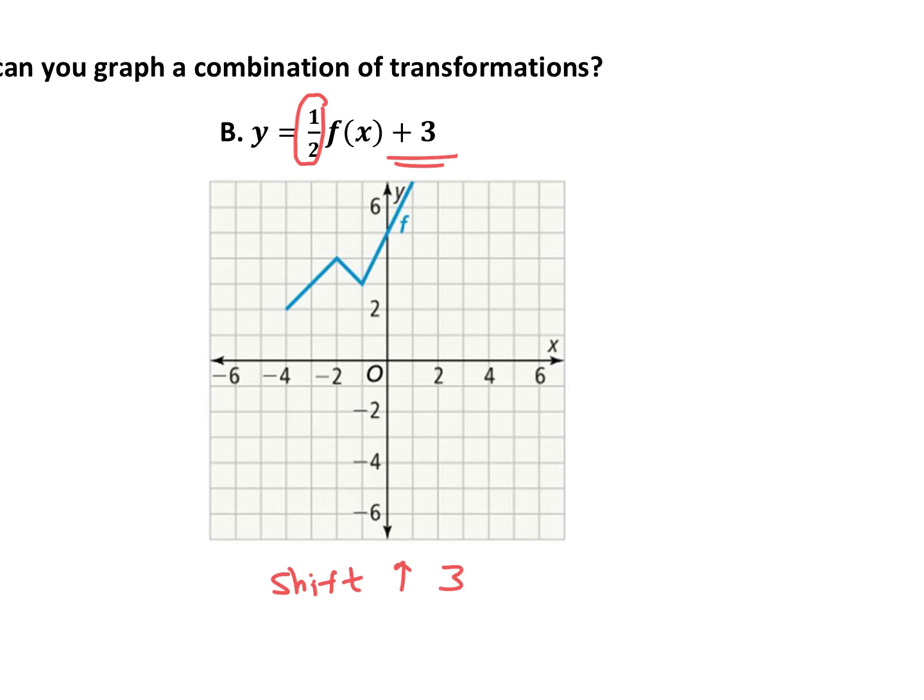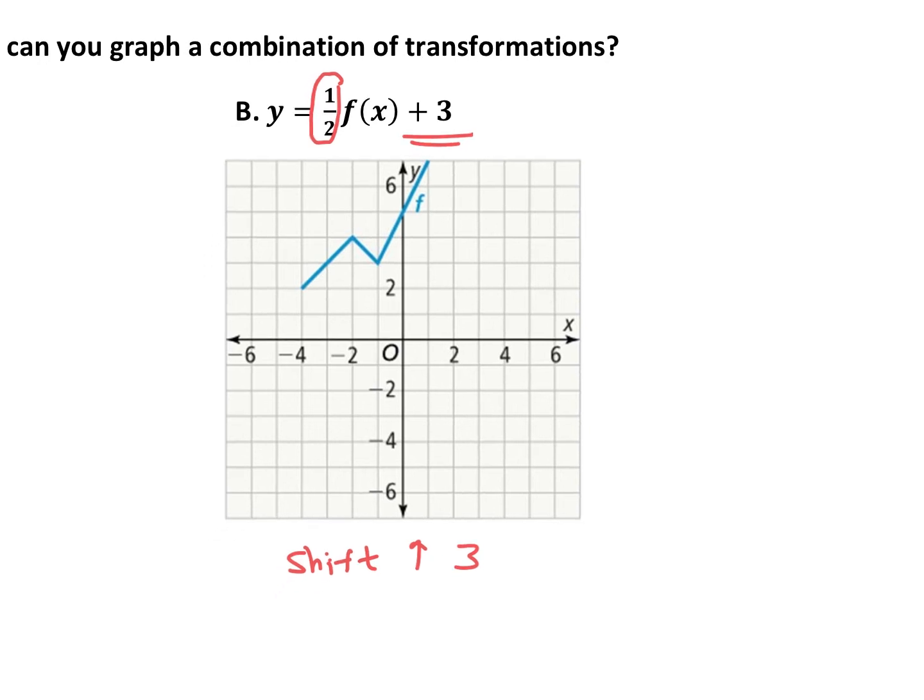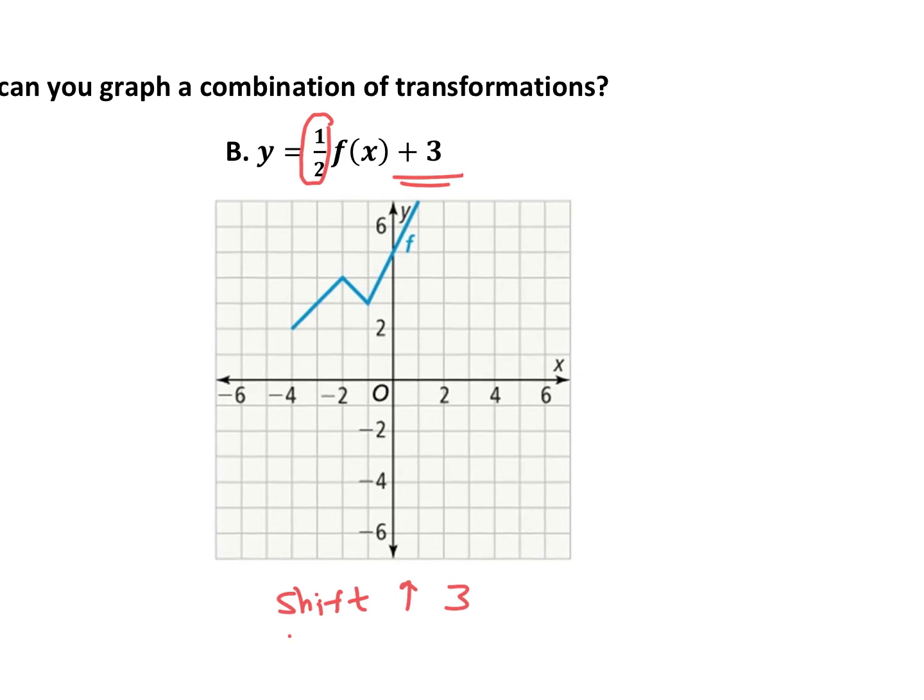When that number in front is between 0 and 1, that is going to be a compression. And it's going to be a compression by a factor of 1/2. So let's identify the points we're going to shift again. So I'll highlight those with some dots. We're going to be able to shift these points. So let's do the compression first and then the shift up 3. I don't know why that seems easier to me. So the compression is a vertical compression, okay?